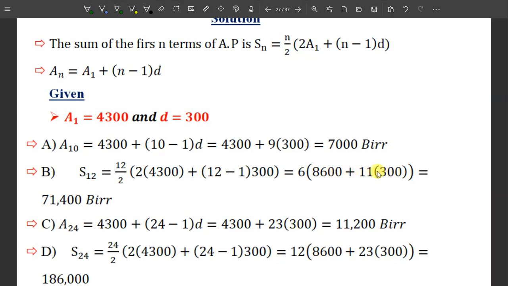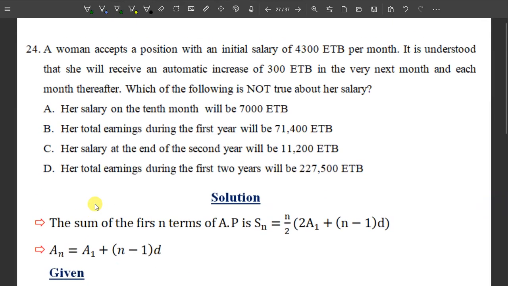adding to this one, and therefore here 11 times 300 gives us 3,300. When 3,300 is added on 8,600, then the result becomes 71,400 Ethiopian birr, and therefore B is also true. B is also true, which is actually unimaginable in Ethiopian context.